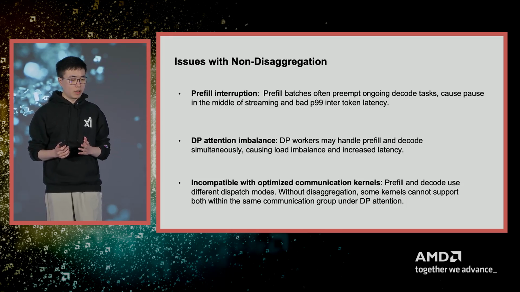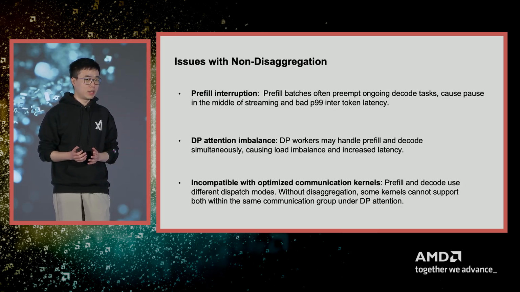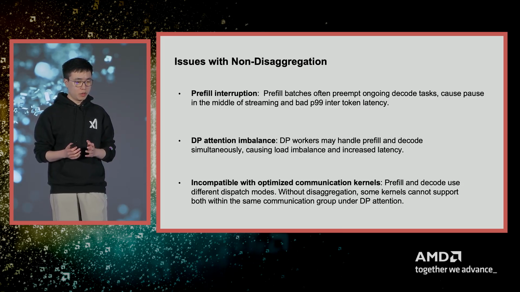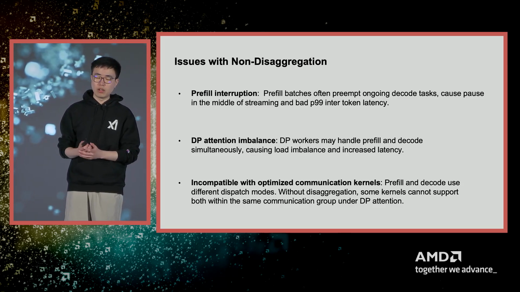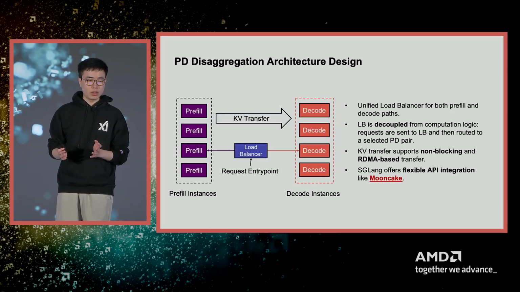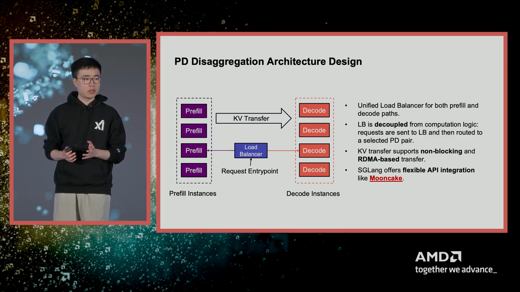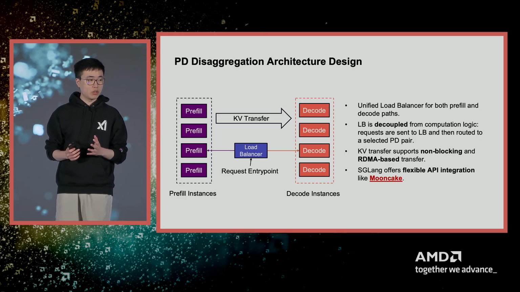The last reason is very similar to the second one, which is that some communication kernels, especially for expert parallelism, have different dispatch modes. One mode is optimal for prefill, and the other mode is optimal for decode. If you don't disaggregate, you have to choose only one mode and make the other case suboptimal. So to solve these issues, prefill and decode disaggregation has almost become necessary for large-scale deployment. Here we show the high-level architecture where you have a group of prefill instances and a group of decode instances, and then you have a load balancer in the middle to orchestrate the two groups.